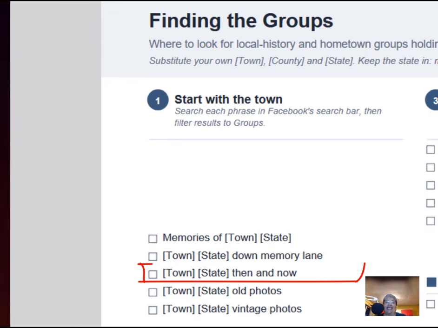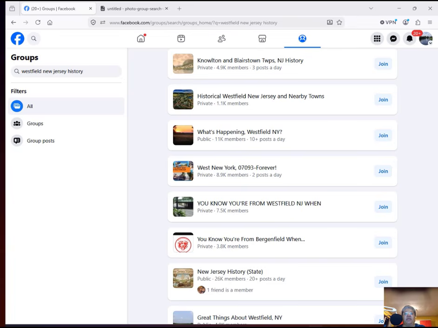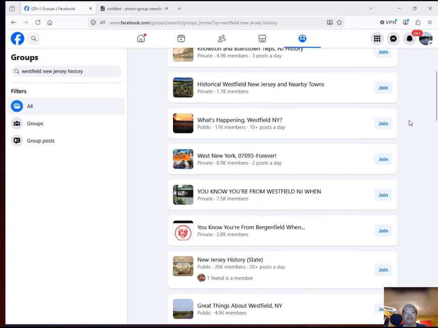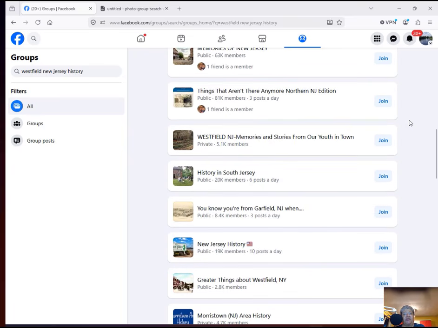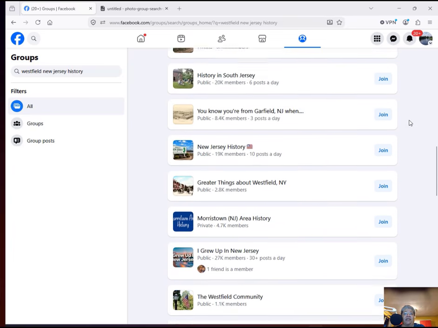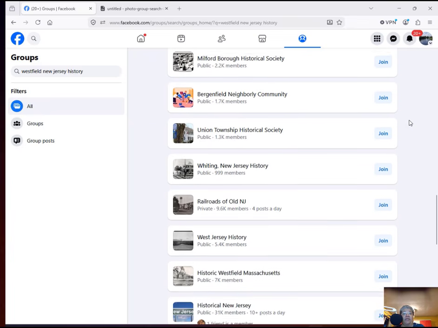Westfield, New Jersey, then and now. Westfield, New Jersey, old photos. Westfield, New Jersey, vintage photos. Just a note here. Some groups genuinely are named just Old Westfield, with no state anywhere in the title. The state is often in the group's description or location, so the search usually finds them anyway. If a phrase returns nothing, drop the state and rerun the search before concluding no group exists.